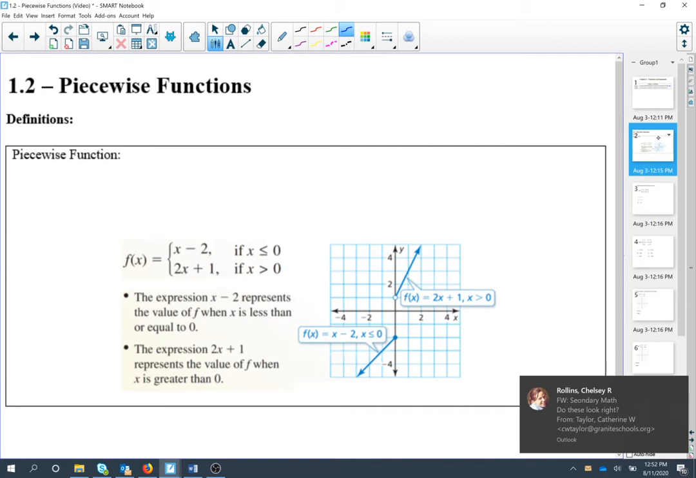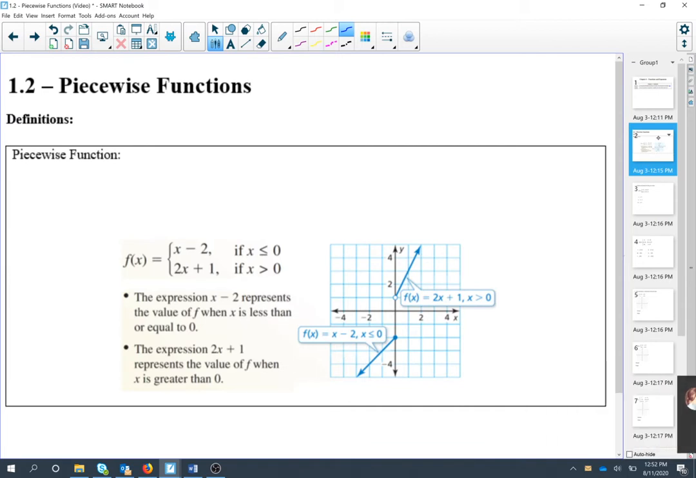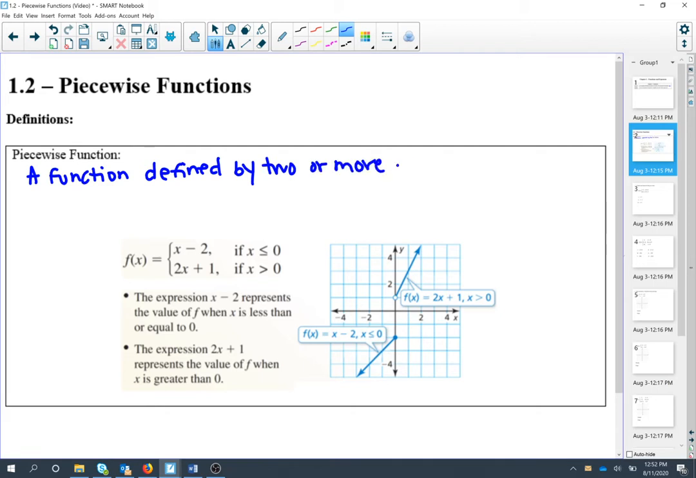1.2 piecewise functions. So first of all, a piecewise function is a function defined by two or more equations. So what we mean by that, I've given you an example down here.